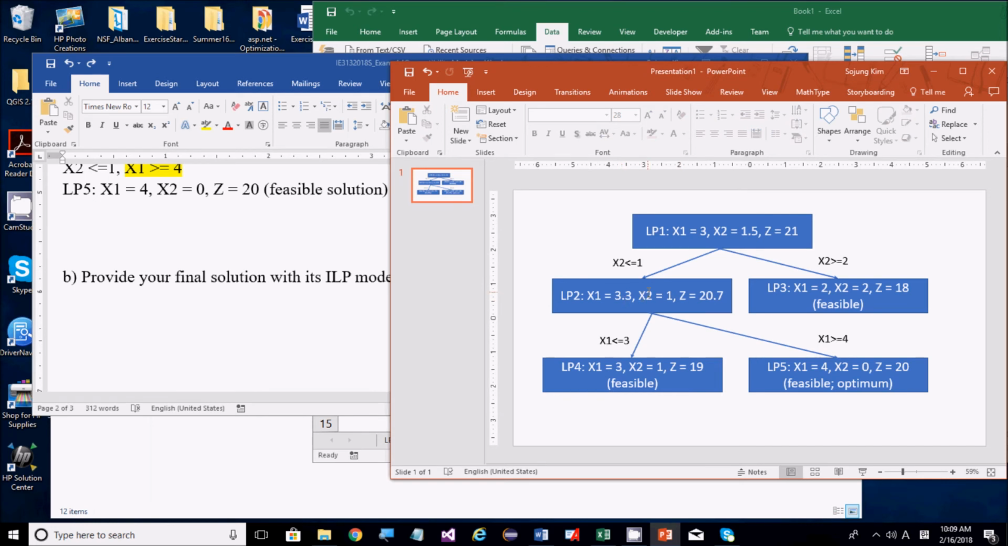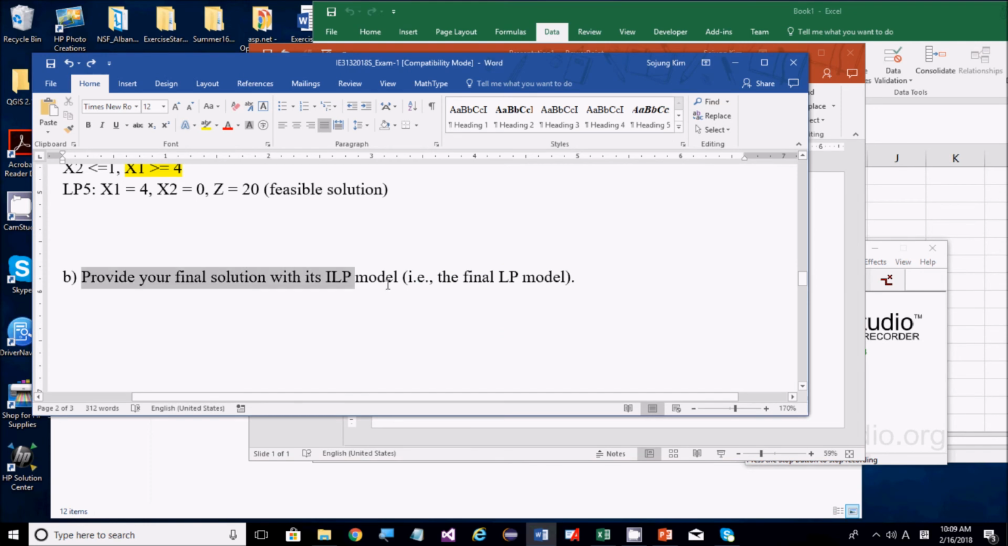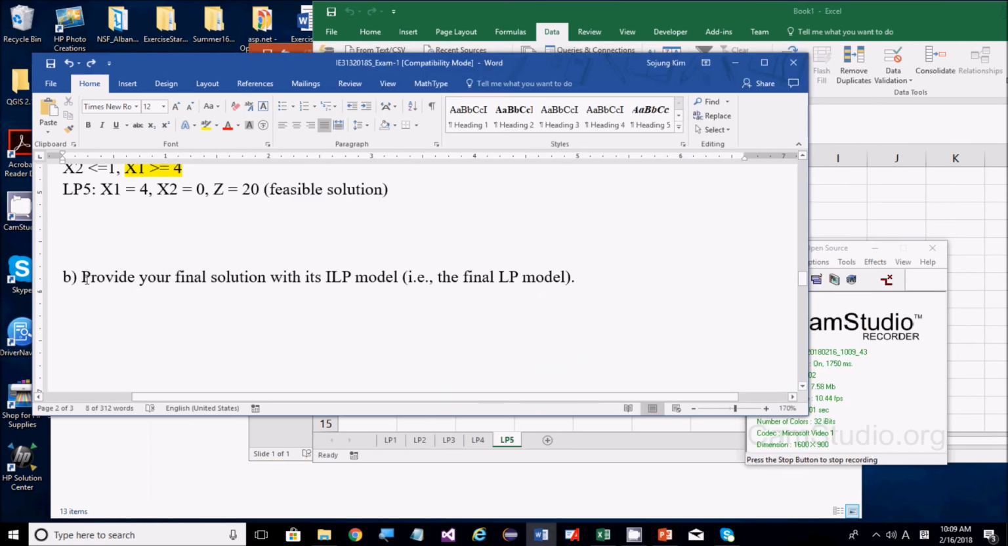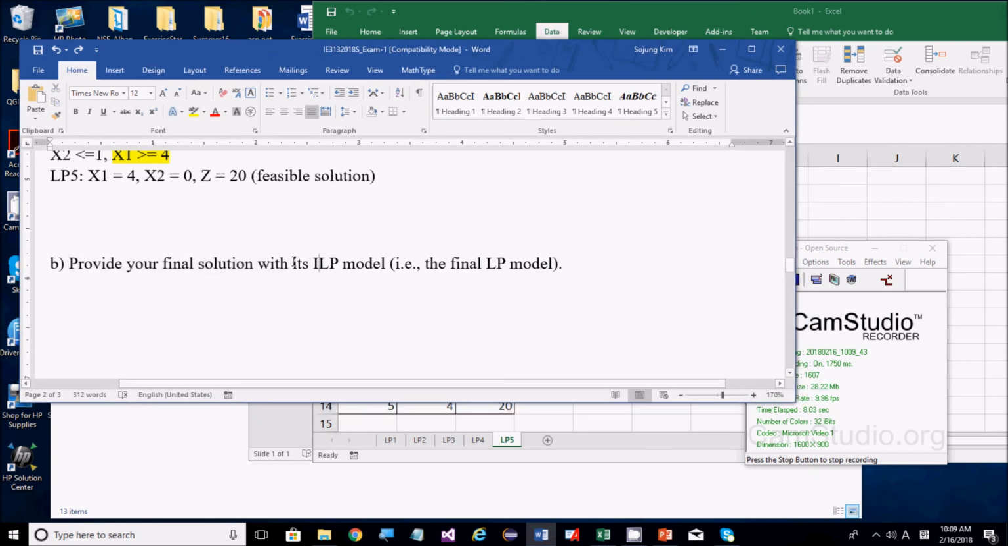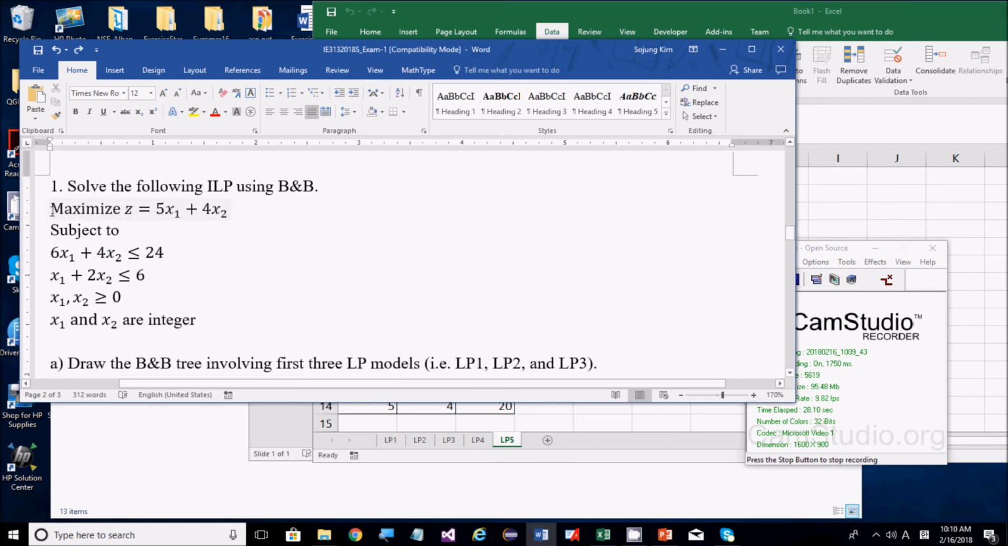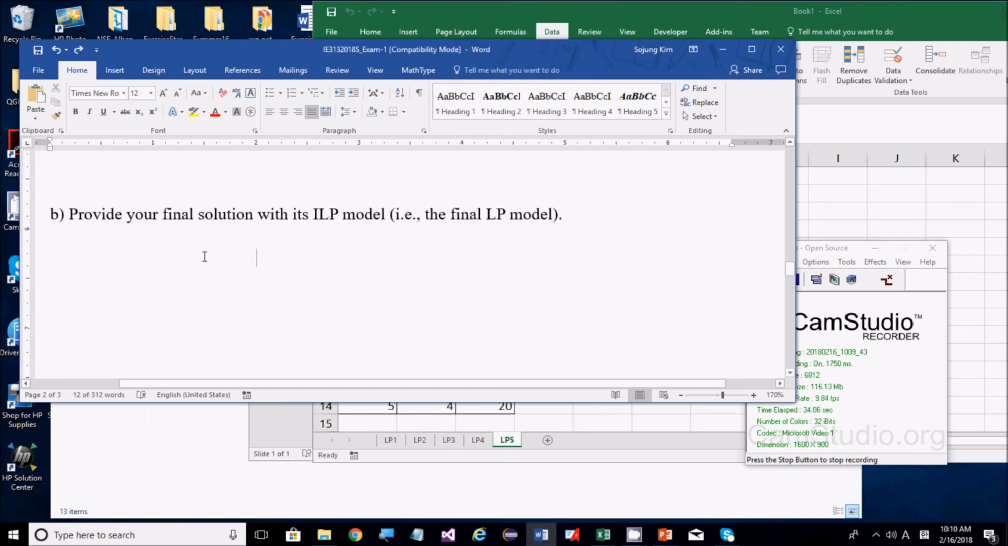I solved the problem. Then let's answer the next sub question. So here we have this sub question. Provide your final solution with each ILP model. So what's the definition of model? An ILP model includes objective function and its constraints, right? Plus, if it's possible, you can provide the definition of decision variables, but here the initial ILP model is already given, so you can just use this one to answer the next sub question.